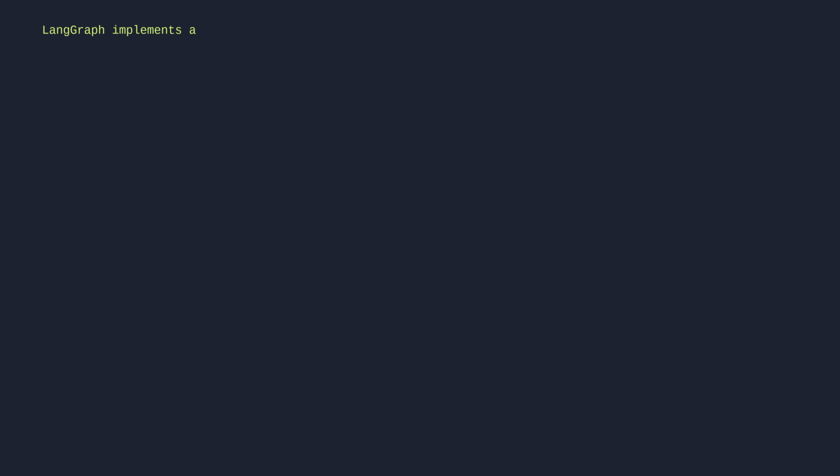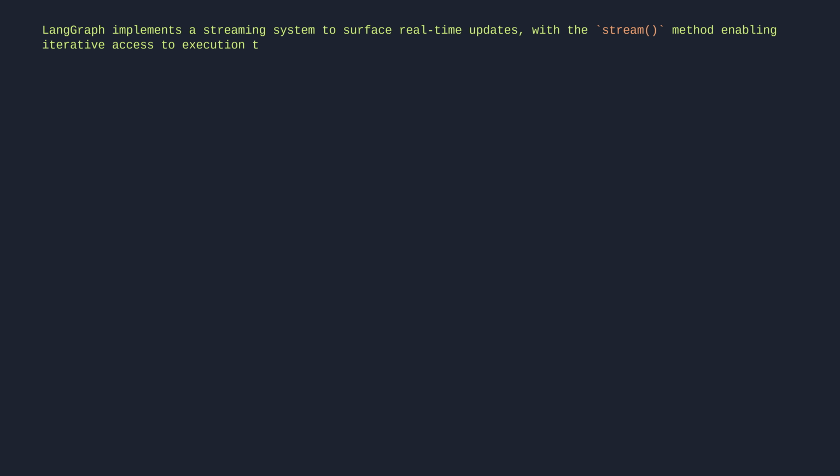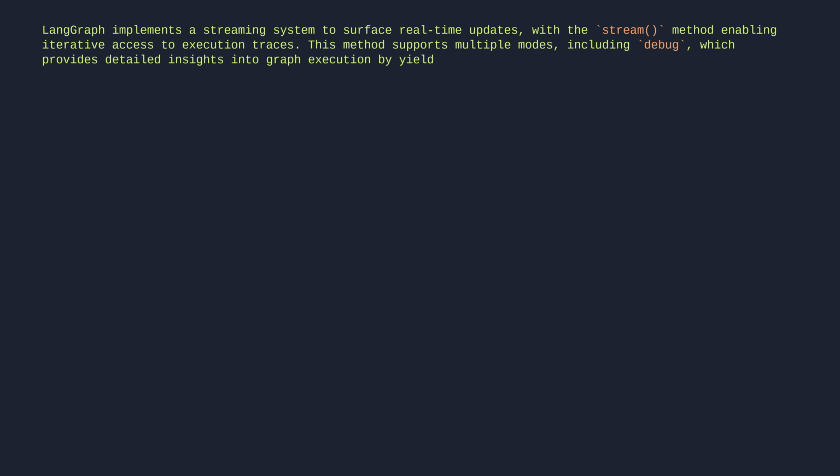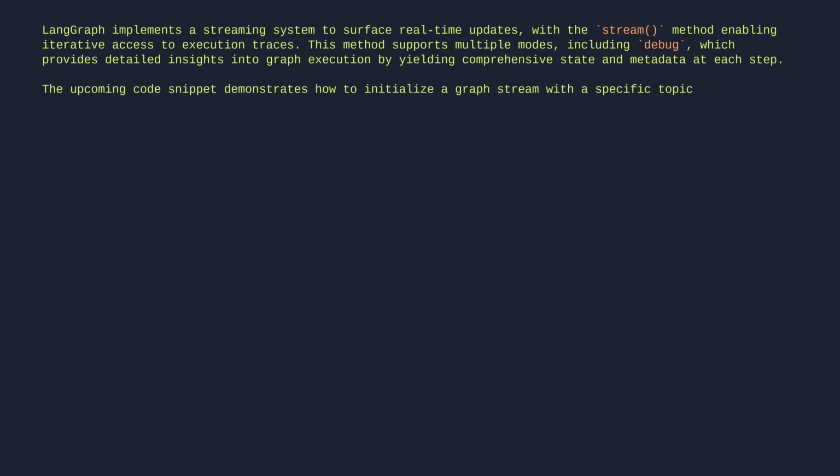LangGraph implements a streaming system to surface real-time updates, with the stream method enabling iterative access to execution traces. This method supports multiple modes, including debug, which provides detailed insights into graph execution by yielding comprehensive state and metadata at each step. The upcoming code snippet demonstrates how to initialize a graph stream with a specific topic and configure it to output debug-level information, allowing for granular observation of the graph's operational flow.